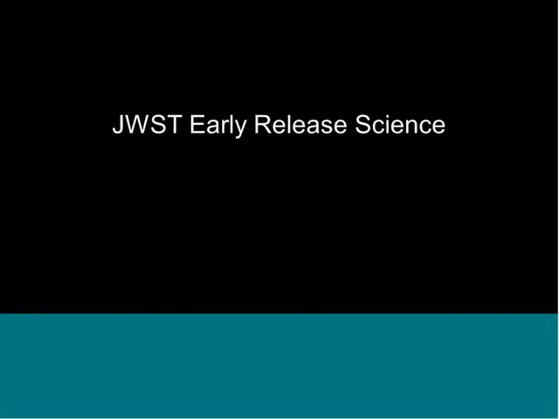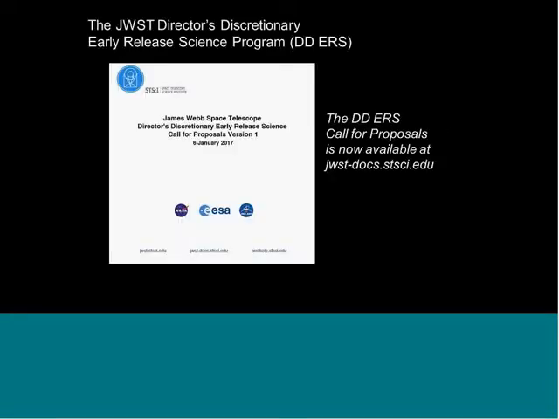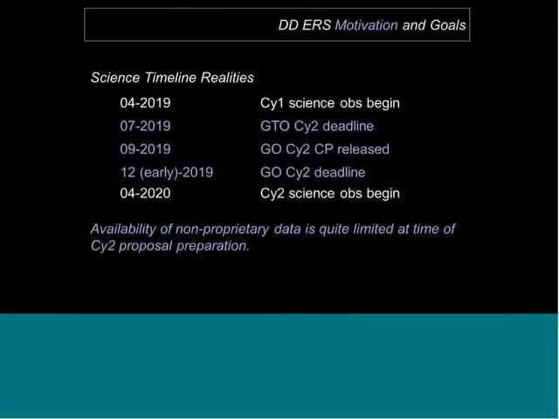Finally, I'll move on to the Early Release Science Program. The official call is not available yet, but you can find it on JWST-docs at STScI.edu. This program is coming out of the director's discretionary time, and he's allocated 500 hours for this entire program.